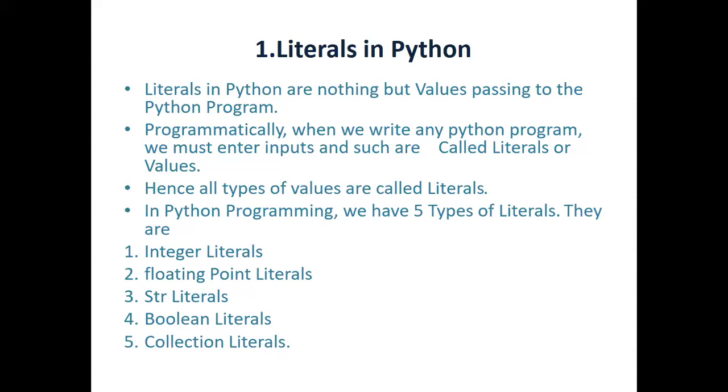Okay, so what are literals? They are the values passed to the Python program that are understandable by you. Whatever inputs we make are called literals, and we have five types of literals: integer, floating point, string, boolean, and special literals. Let's go ahead with the identifiers.